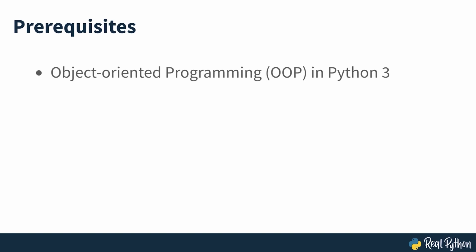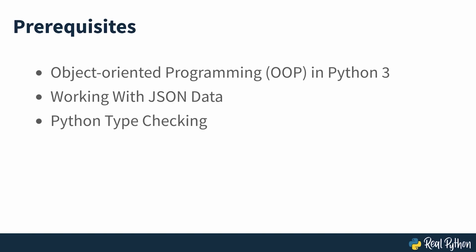To get the most out of this course, you should be comfortable with the following concepts: object-oriented programming in Python 3, working with JSON data, Python type checking, and handling HTTP requests. In this course, you'll build your app step by step, so even if you're not familiar with the concepts listed here, then you'll be able to follow along.